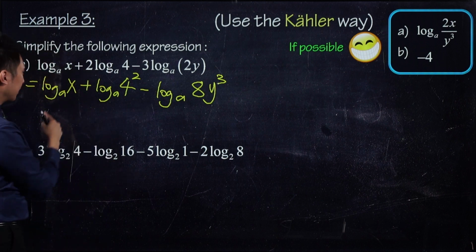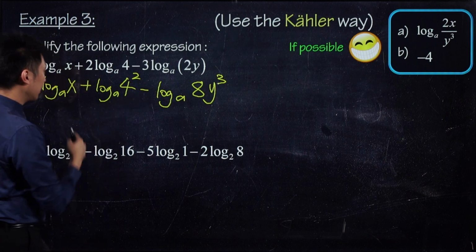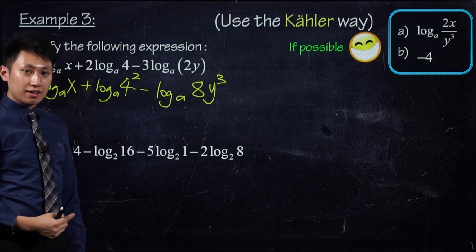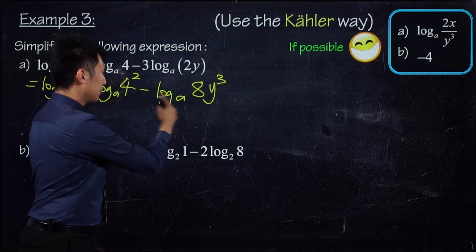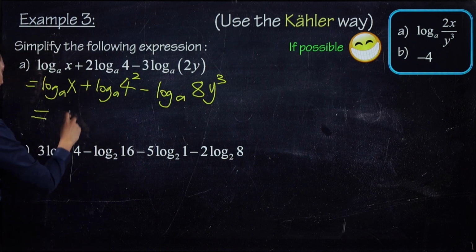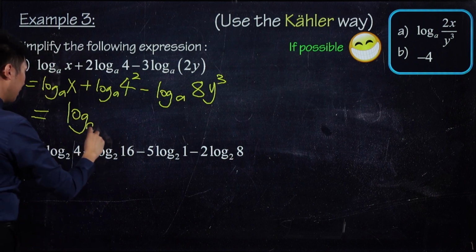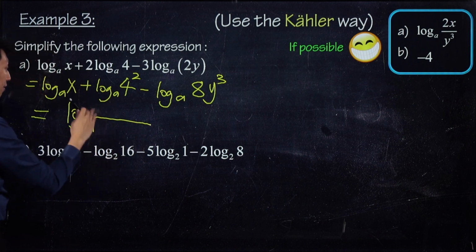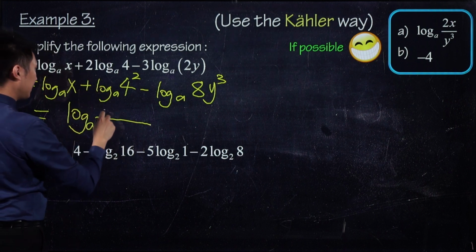Then how many plus here? 2 plus and 1 minus. The plus are on the numerator. The minus is on the denominator. So the answer I'll get is log a. I separate top and bottom. This one becomes 16x.